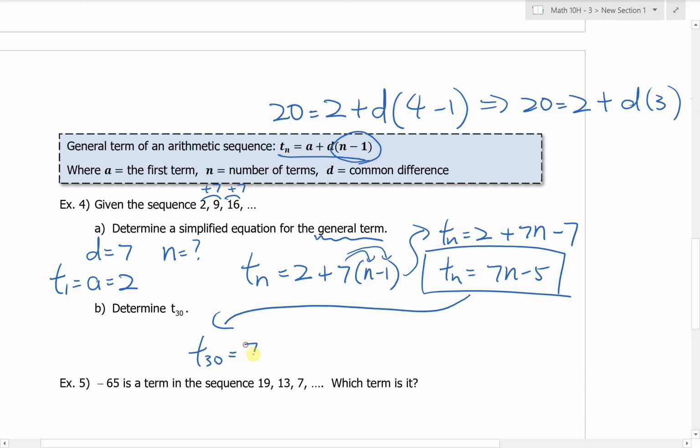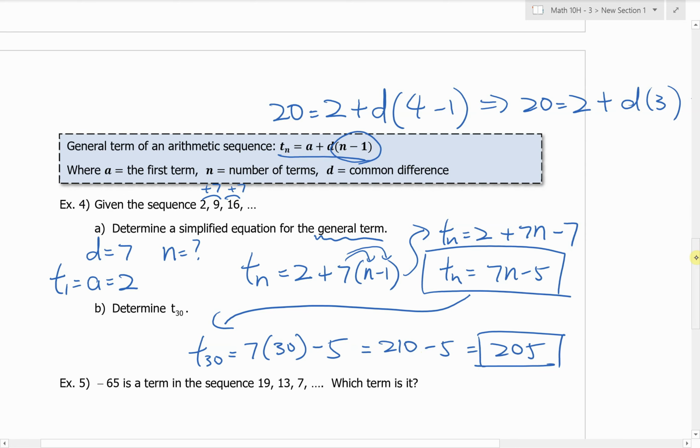N is now 30, so you simply plug in 30 into n, and then just evaluate. So 7 times 30 is 210, 210 minus 5, which is 205. Okay, so that would be the answer for figuring out what T30 is. T30 would be 205.